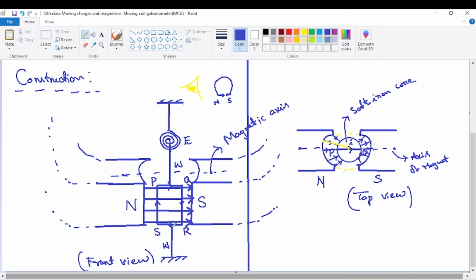Now just see the plane of the coil. Initially the plane of the coil is parallel to the axis. So it can definitely be seen that it's also parallel to the magnetic field, as can be seen from the magnetic lines of force. They almost appear to be uniform lines of force in the front view. But from the top, if we see, we can see the field is really not uniform but radial.